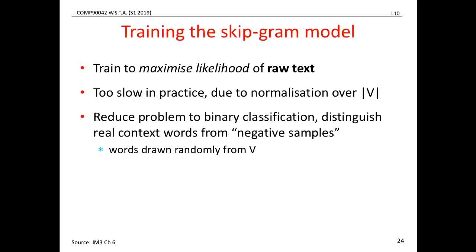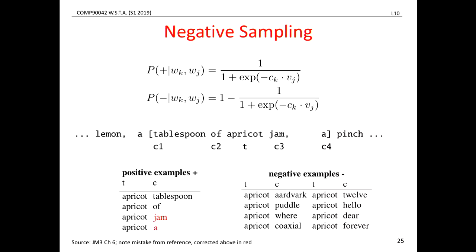So instead of doing that, we're going to do a fairly standard trick, which is, instead of trying to predict the words themselves, we'll try and predict, is this a word that we've actually seen in context, or is this a random word? I'm showing you an example here. If this is our context, a tablespoon of apricot jam, a pinch, and our center word is labeled here with T, our target word, this is going to be our set of positive examples. So we're going to have the pair apricot tablespoon, apricot of, apricot jam, apricot a.